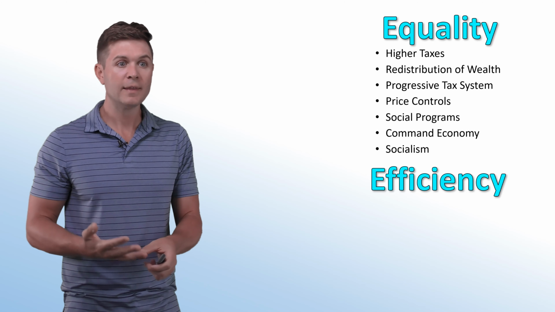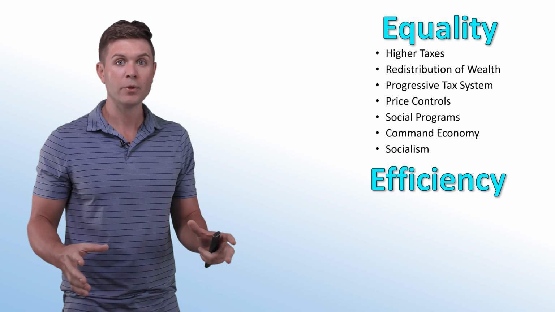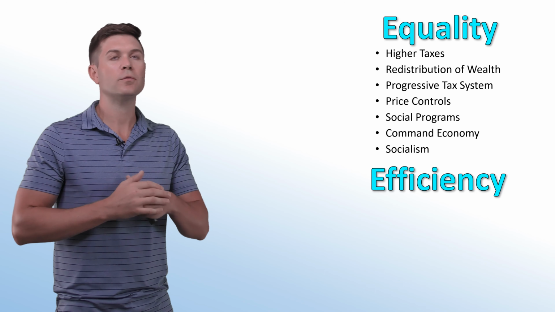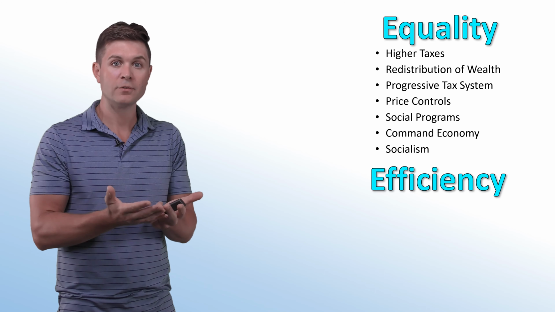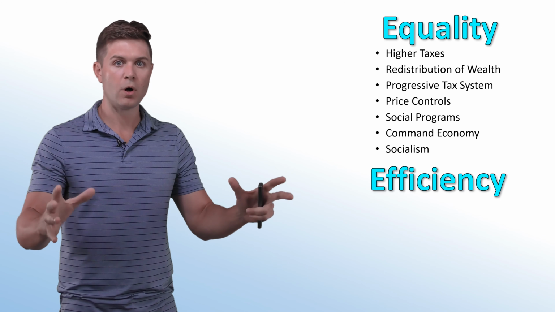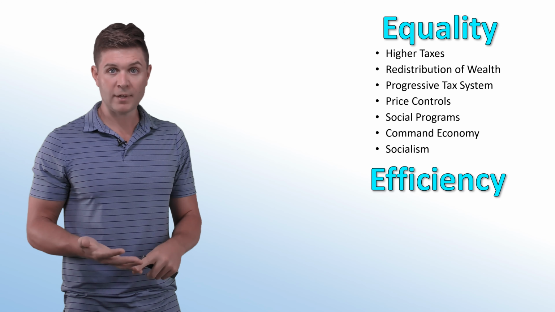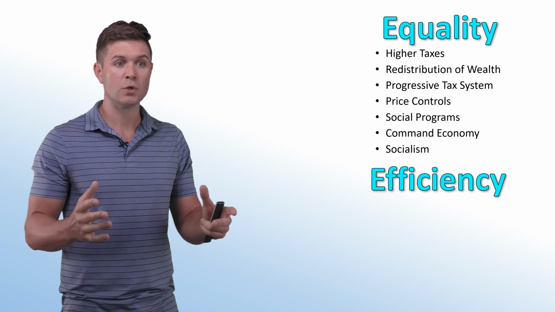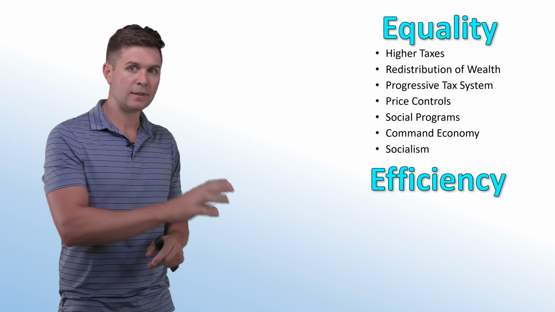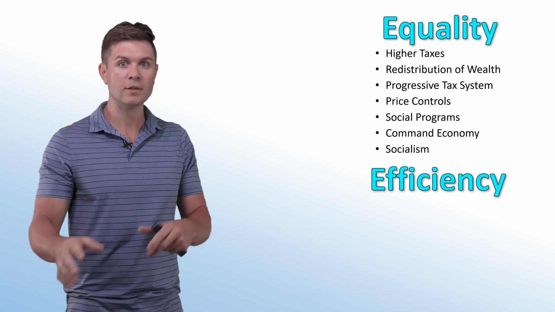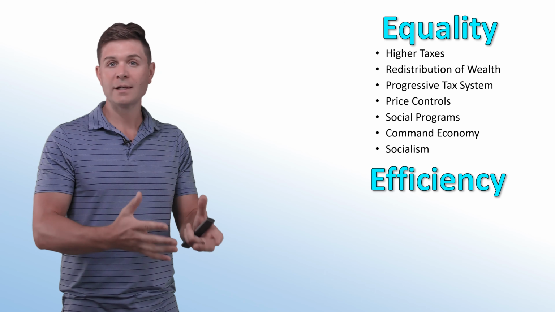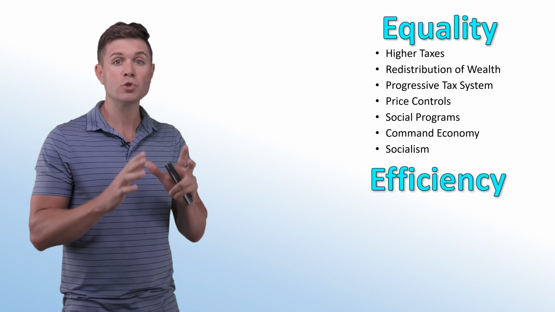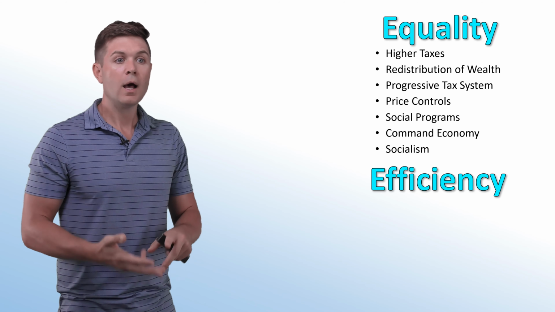Higher taxes, that would allow for more redistribution of wealth. Maybe better use of social programs. But if they have the higher tax base, they can improve all these programs. A progressive tax system promotes equality. Price controls, saying this is going to cost this or this is going to cost this, to help improve access to different products for different groups. It's usually an attempt to improve equality.